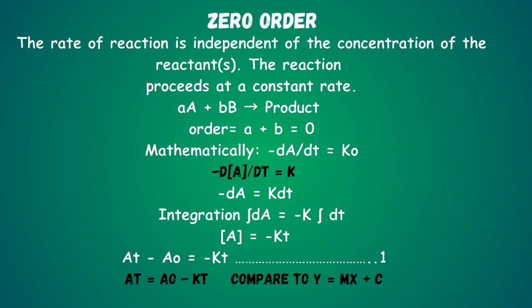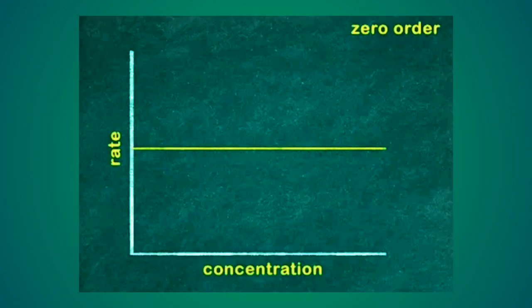Now looking at the zero order reaction from the graph, we can see that the rate is independent of the concentration. The rate is constant. When the rate of reaction or the reaction rate is being plotted against the concentration of the reacting species or the reacting particles, you can see that it's constant.